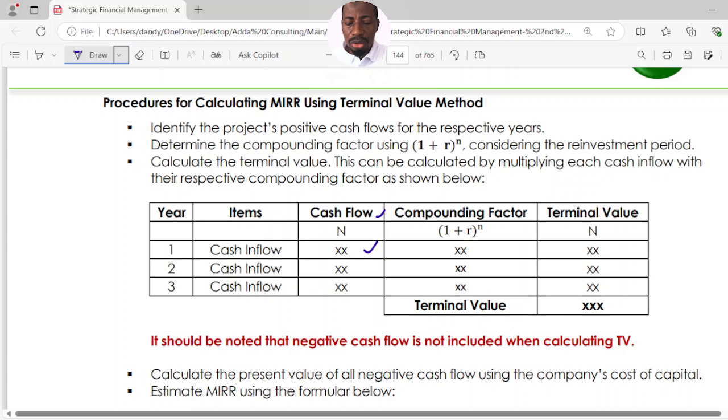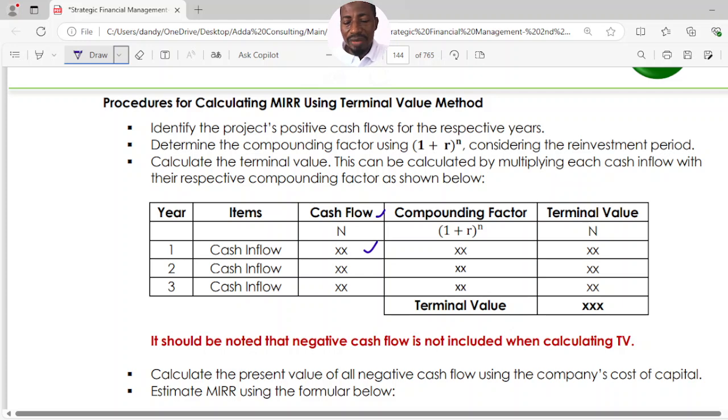How many more years do you want to reinvest? Your assumption is that the cash flow generated in the first year, you want to reinvest it. So how many more years can you reinvest it? Because each cash flow that you are seeing here, the cash flow for year one, year two, and year three, occur at the end of each year, 12 months after. So in that case, you want to reinvest the cash flow of year one. How many more years can you reinvest it?